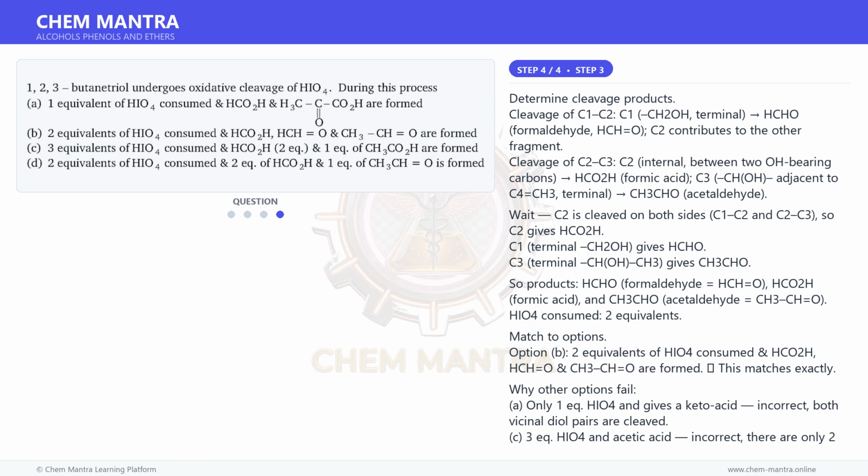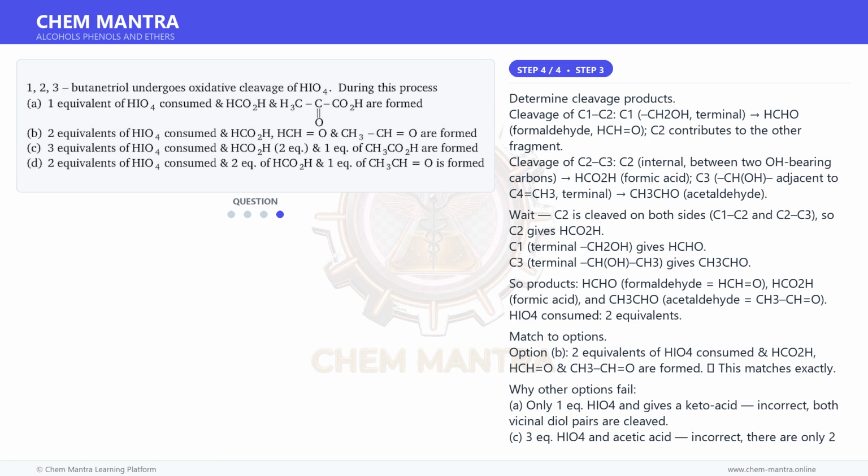Wait, C2 is cleaved on both sides, C1–C2 and C2–C3, so C2 gives HCO2H. C1, terminal CH2OH, gives HCHO. C3, terminal CH(OH)CH3, gives CH3CHO. So the products are HCHO, formaldehyde, H–CH=O, HCO2H, formic acid, and CH3CHO, acetaldehyde, CH3–CH=O. HIO4 consumed, two equivalents. Match to the options.